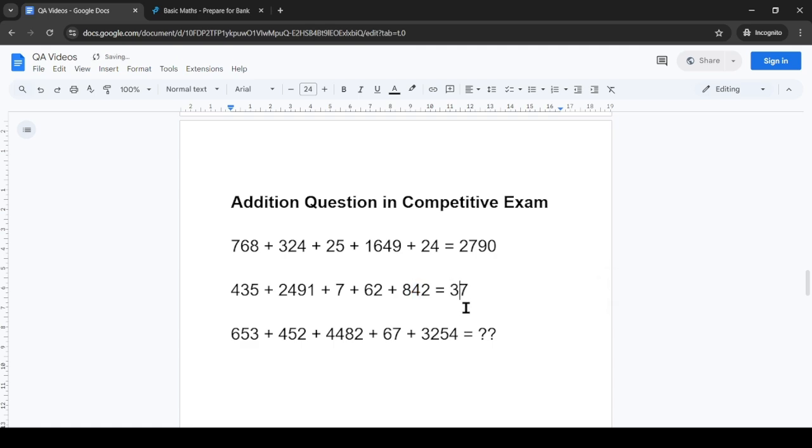The 3 came up over here. Now we have a carry 2. 2 plus 4 is equal to 6. Then 6 plus 4 is equal to 10. And the next number, 10 plus 8 is equal to 18. So now 8 will come over here, and we have a carry 1. That will be 2 plus 1, that will be 3. So our total calculation is 3837.